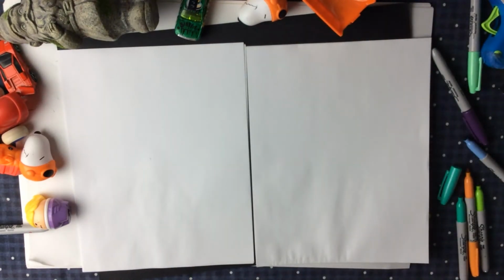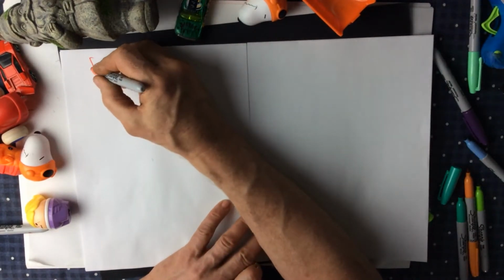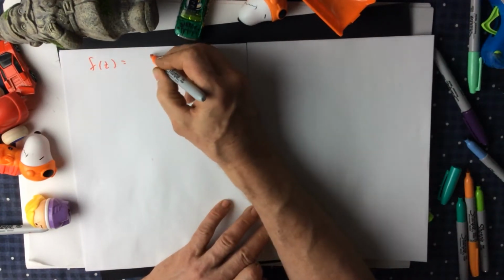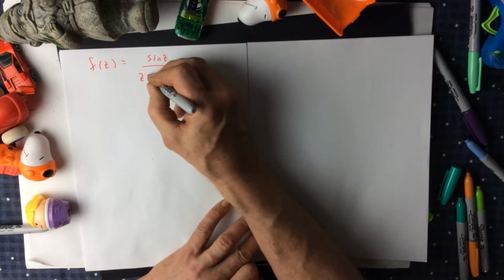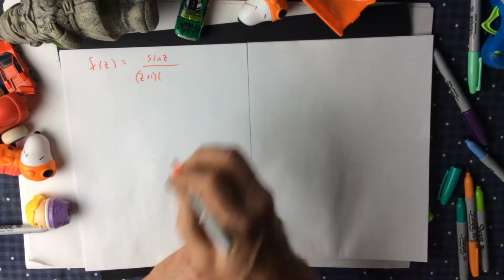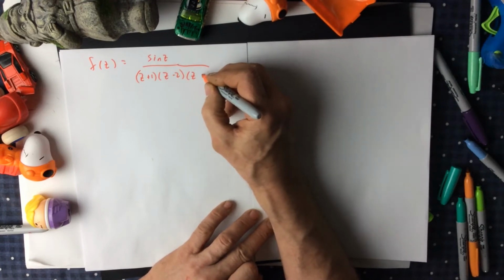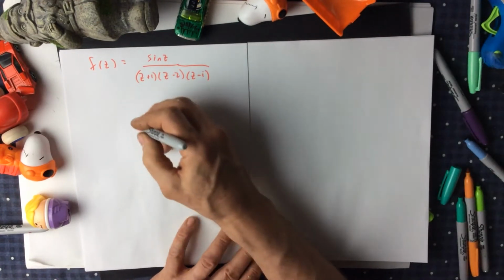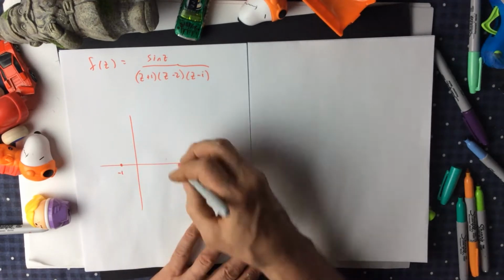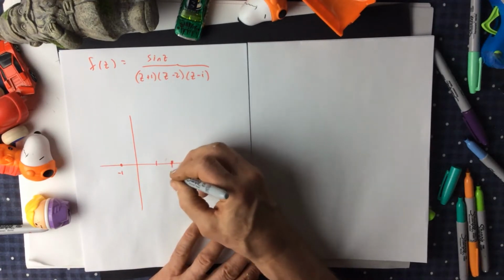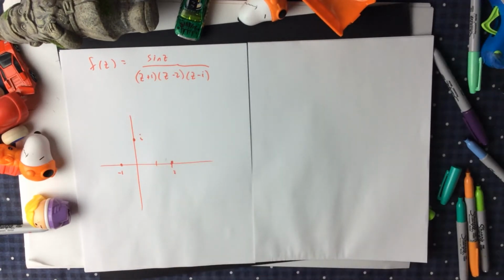Okay, now we're going to have some fun with integrals. First off, I'm going to give you this funky function f of z equals sine of z over (z plus 1)(z minus 2)(z minus i). And I'm going to draw the minus 1 bad point, the 2 bad point, and the i bad point.